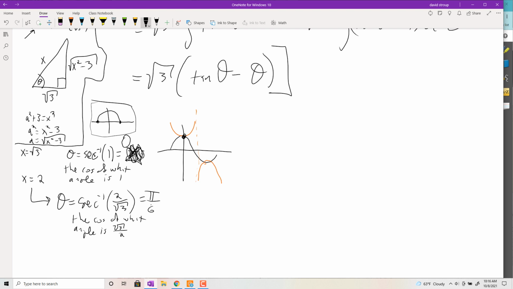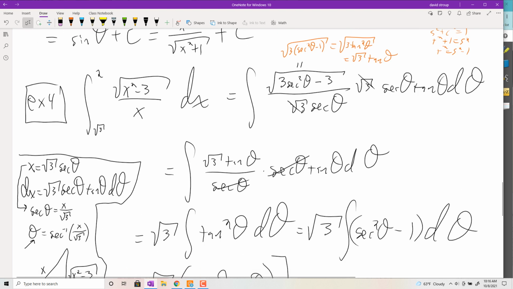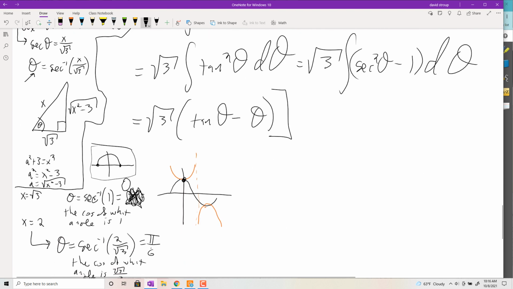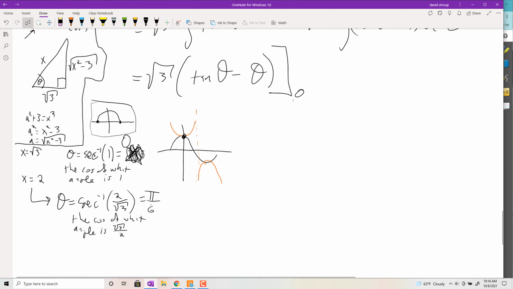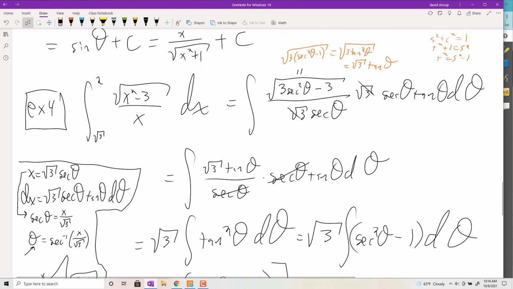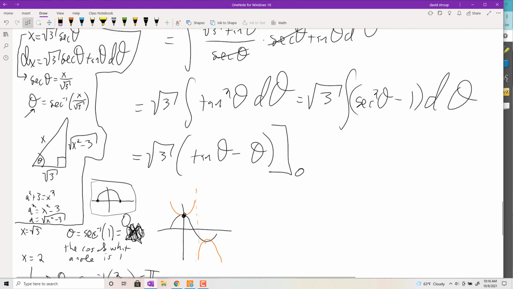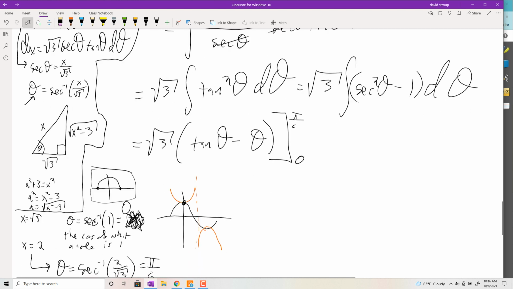All right, so on my limits then, I'm replacing root 3 with 0. That's painful. That's why I wanted to switch back in terms of x. And then I'm replacing 2, the upper limit, with pi over 6. Oh my God, I'm so sorry. All right, so here we go.